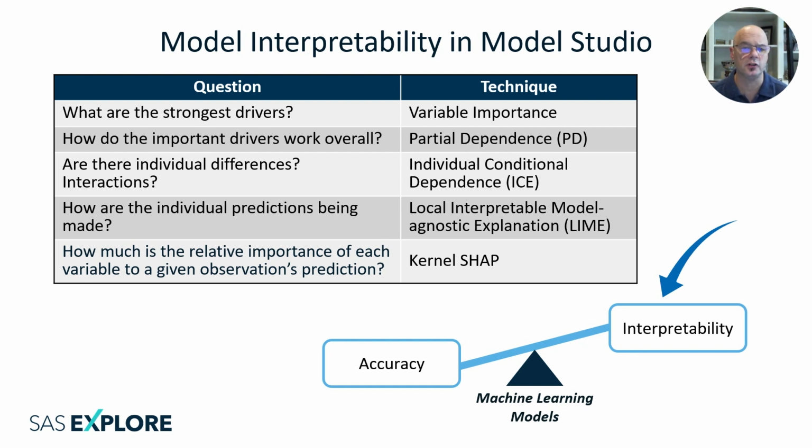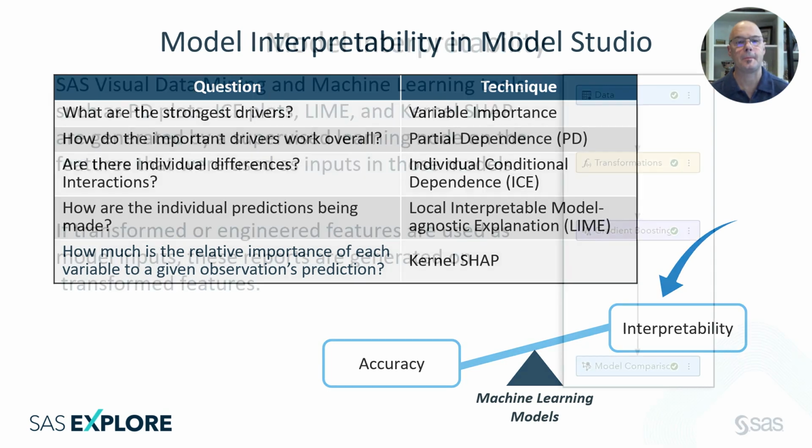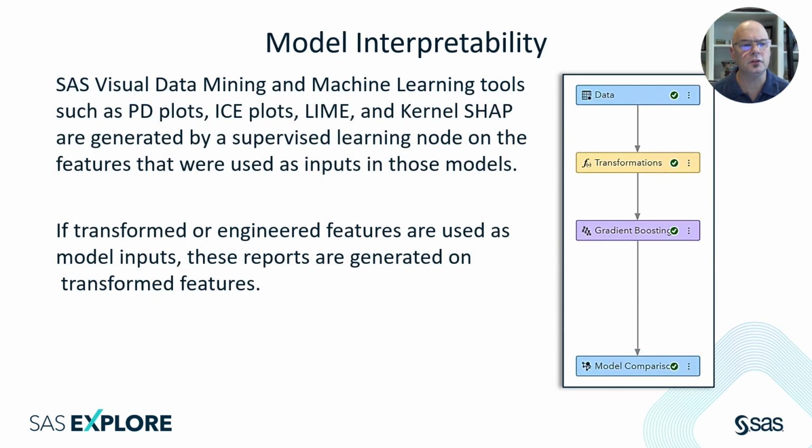To keep our demonstration simple, we'll be doing model interpretability using partial dependence and individual conditional dependence, or ICE plots. Model interpretability is done directly through the model node itself. You just turn on a couple of properties and select what model interpretability plots you want to look at. But if you look at the process flow here, the pipeline on the right of the slide, you see that we have some variable transformations done before we build the model.